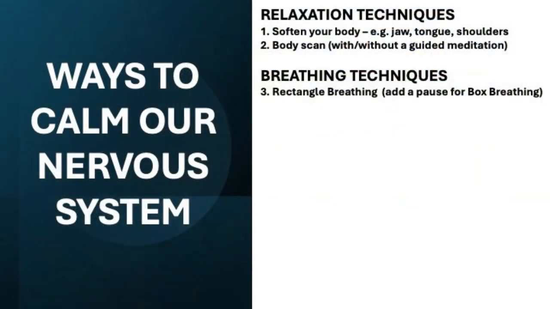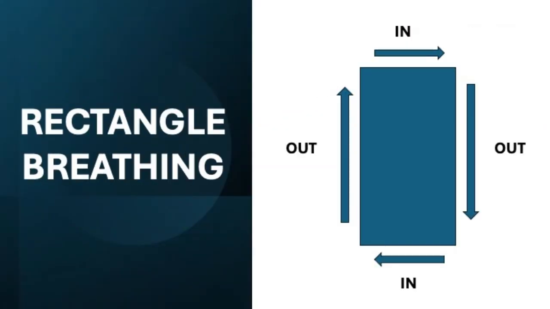Our first technique is rectangular breathing. Simply find a rectangle in your vision, a window, a door, a table, a piece of A4 paper. You're surrounded by rectangles. Then follow along the outside of the rectangle using your eyes or your finger and breathe in on the short edge and out on the long edge. In on the short, out on the long.